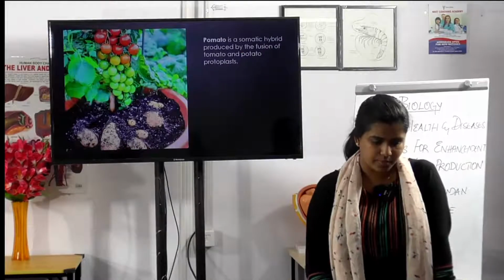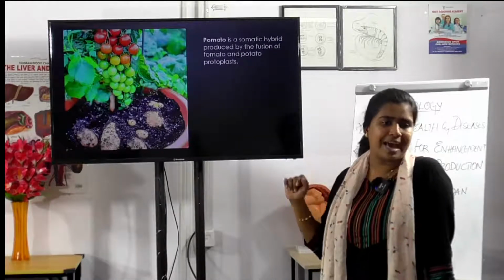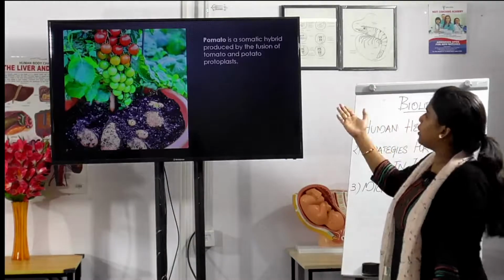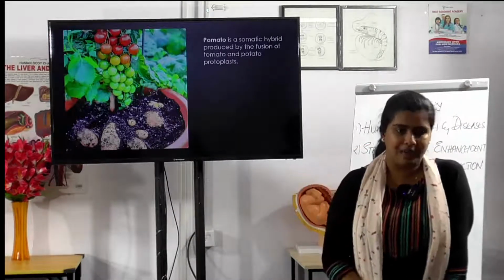And this is an example of a somatic hybrid: the tomato-potato hybrid, which is produced by the fusion of tomato and potato protoplasts. It's called a pomato.